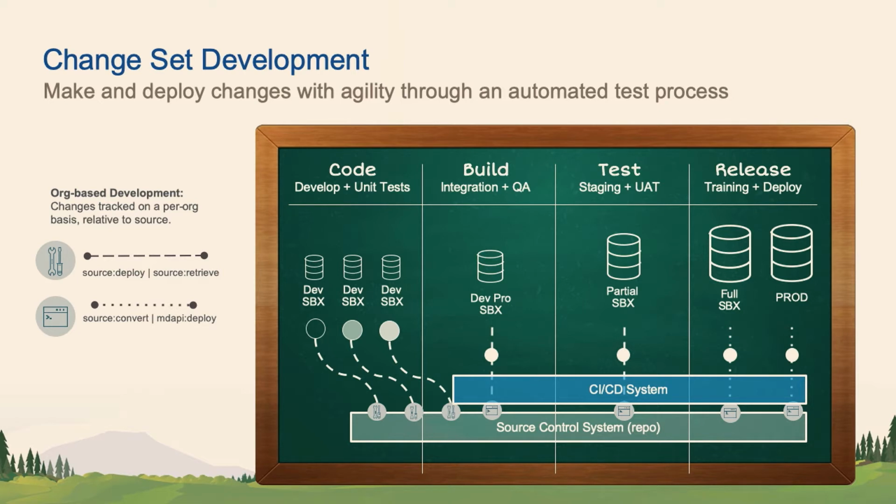So what is continuous integration? Continuous integration is the development practice where every developer checks code into a shared repository several times a day. And during each of these commits into the repository, there's an automated build that gets kicked off, which runs a series of tests so that you can catch any flaws, any bugs before they make themselves into production. With change set development, you can use sandboxes to run CI and CD.